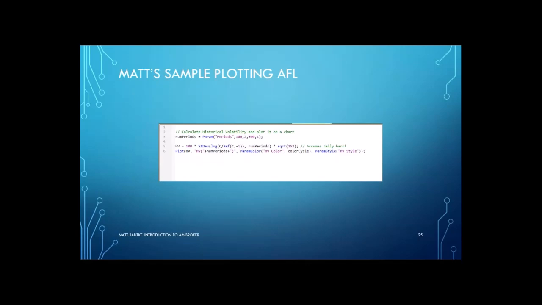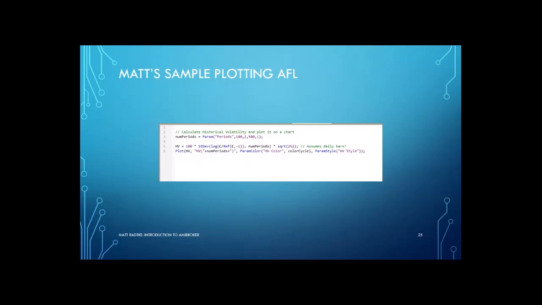And we have a formula for calculating the historical volatility. We won't go through the details of that, but basically historical volatility is simply an annualized standard deviation. And then finally, we have a plot statement.